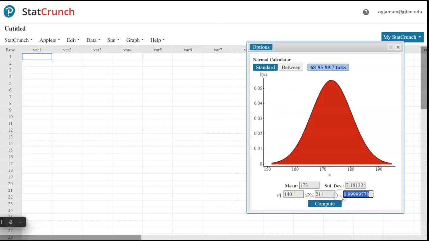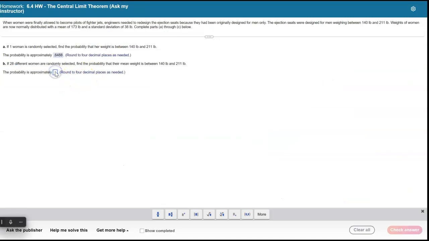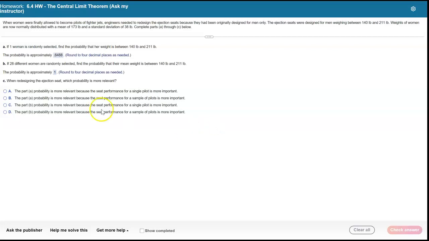And this time I get 0.99999, which gives me 1, if I were to round that to 4 decimal places. And I am going to let you think about the problem. Let me know if you have any questions about the steps that I did, and let me know what your thoughts are for part C.